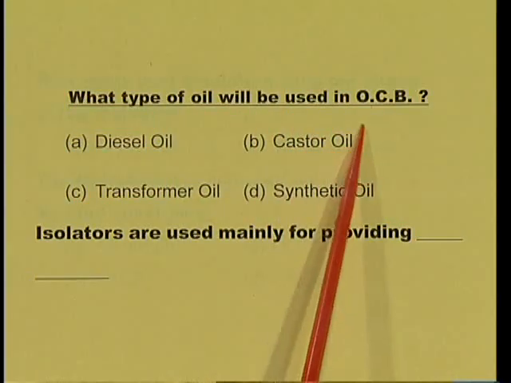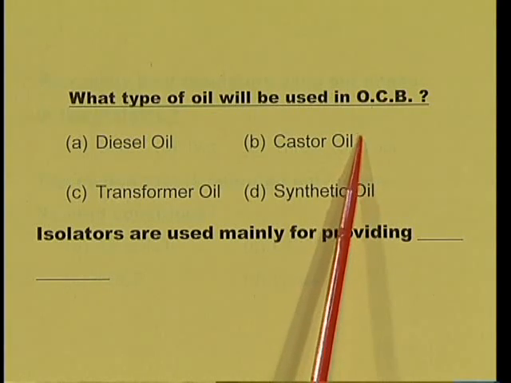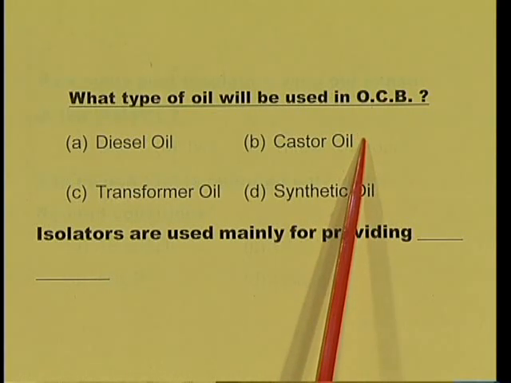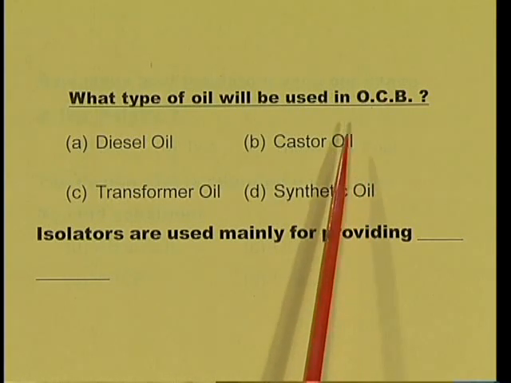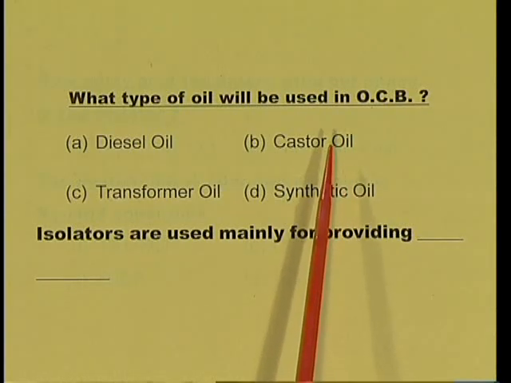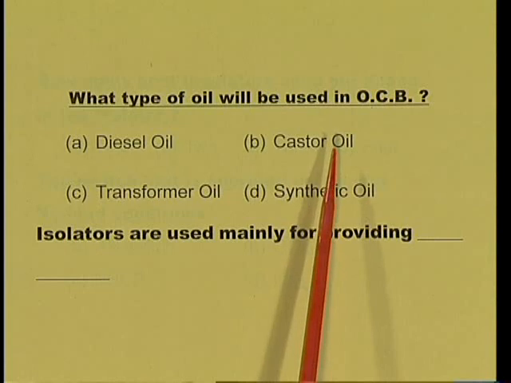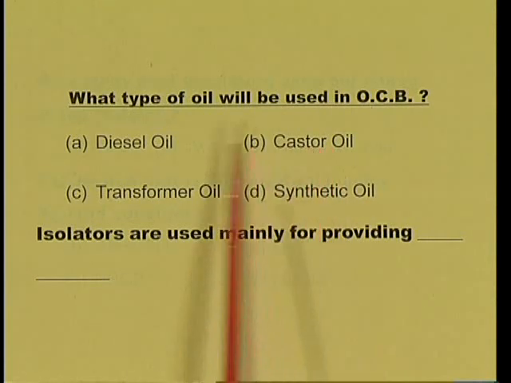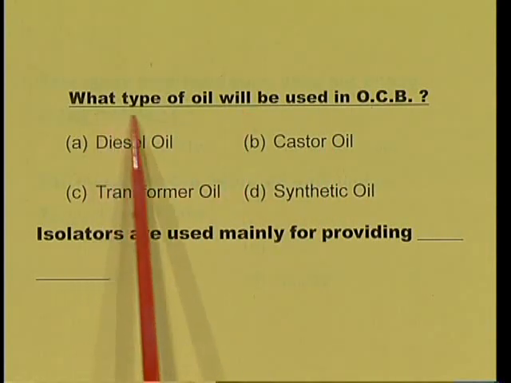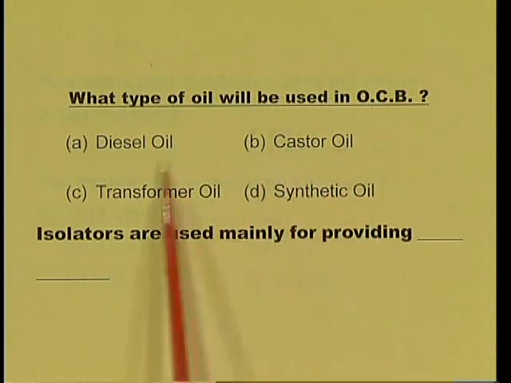What type of oil will be used in an oil circuit breaker? Generally, the oil used in the circuit breaker should have a good dielectric strength and give more cooling, because a lot of heat will be developed during the arcing. What type of oil will be used in an oil circuit breaker?